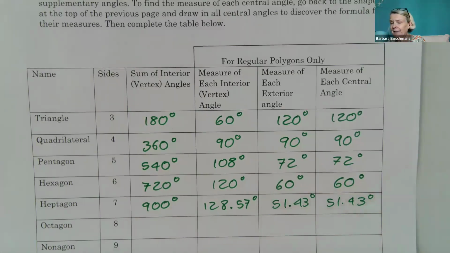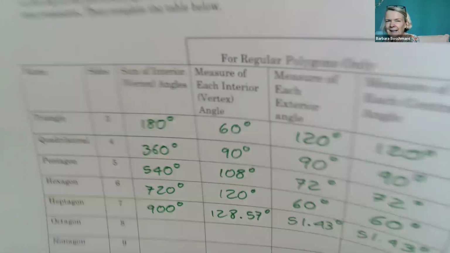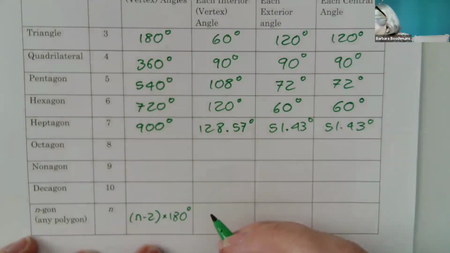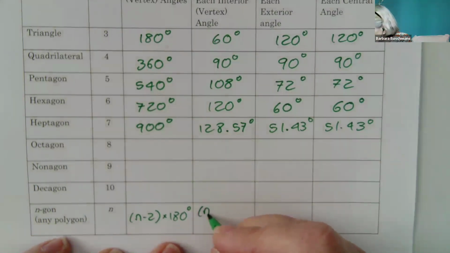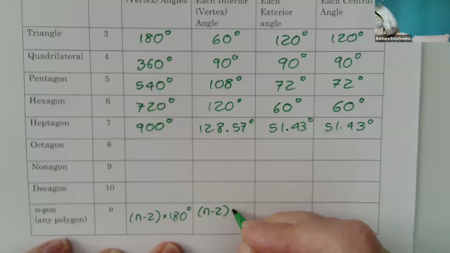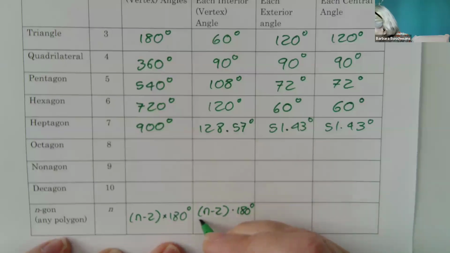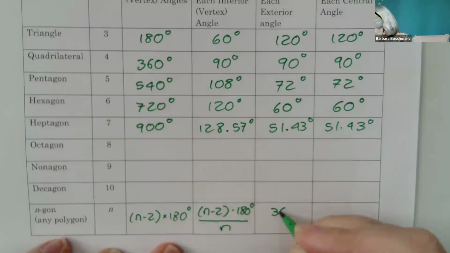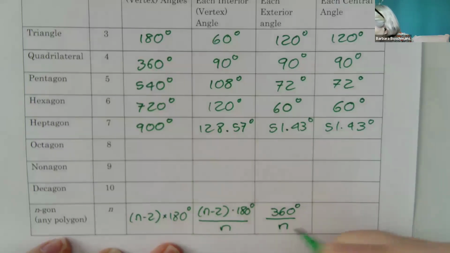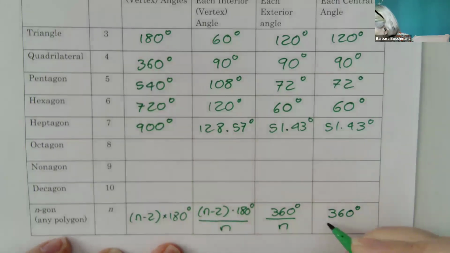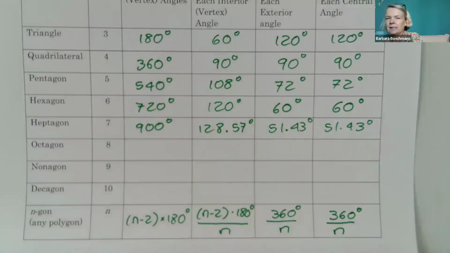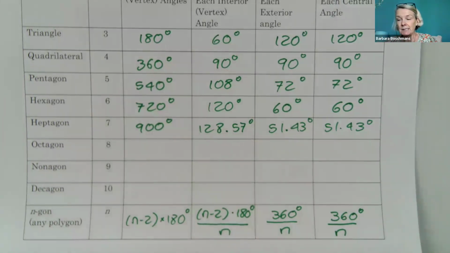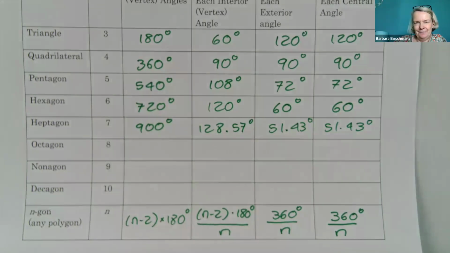So you go ahead and fill out for 8, 9, and 10. We know that this is n minus 2 times 180 over n. This was 360 over n, and this is 360 over n. So make sure to fill out the last two tables. Two rows, not two tables. Three rows. I'll get it right one of these days.